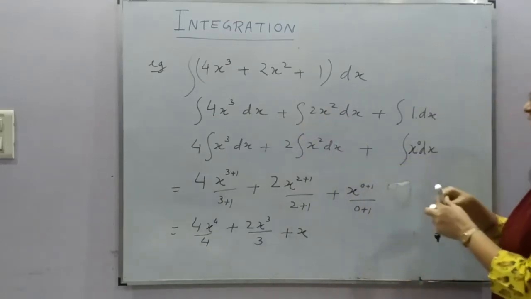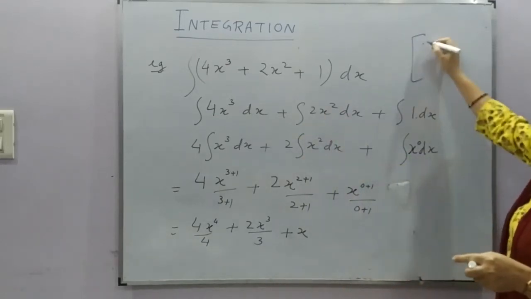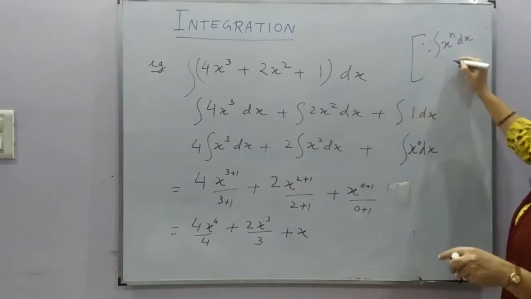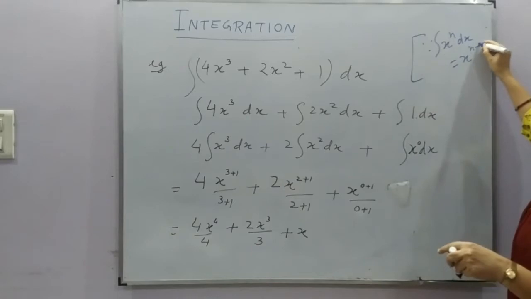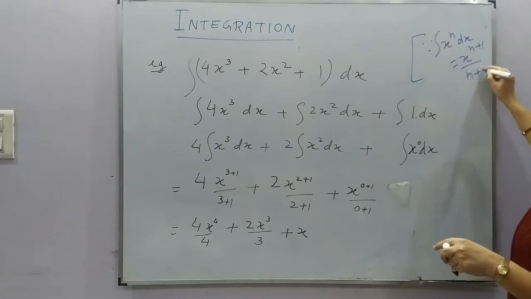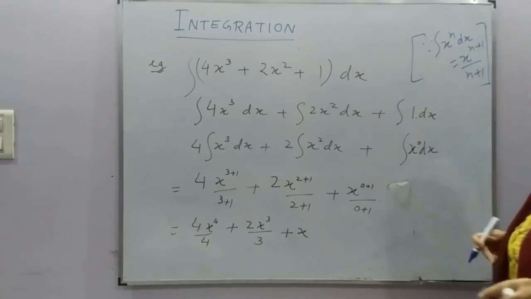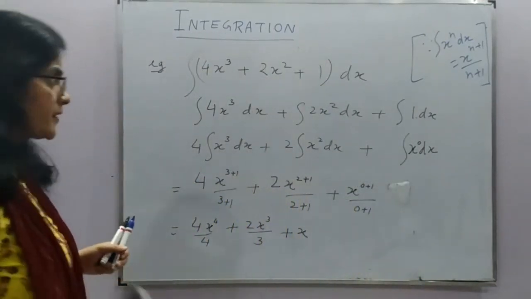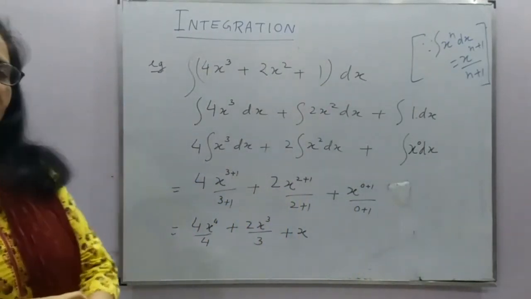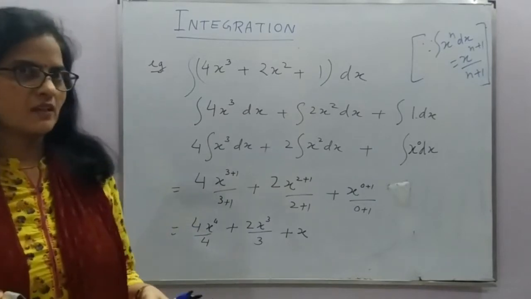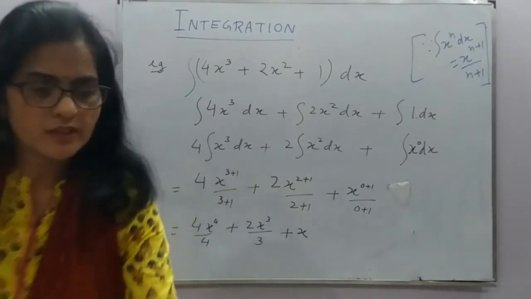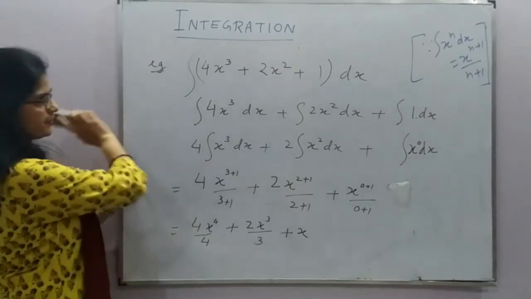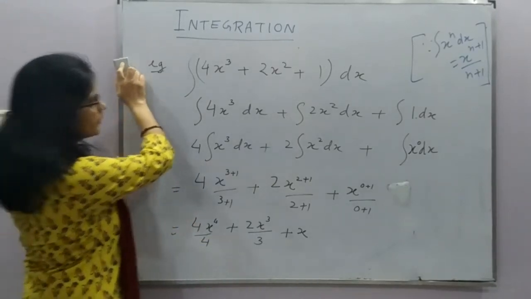How have I applied all this? Because we know that the integration of x to the power n dx is equal to x to the power n plus 1 upon n plus 1. This formula we have used here. Now, we have already discussed how to apply differentiation in physics. Now, let's take an example to understand how this integration is applied in physics, right? So, let me rub this board.